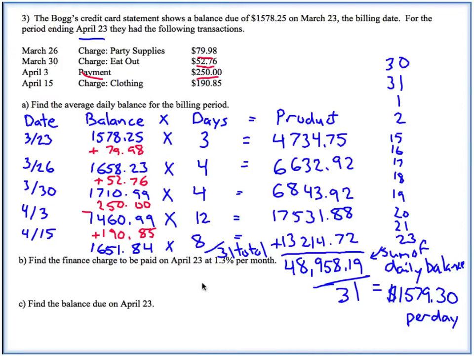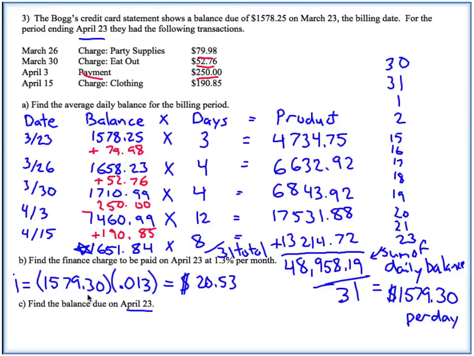Next, we do want to find the finance charge. So I equals PRT, and we use that average daily balance as our P. Okay, so our rate is 1.3% per month, so that's 0.013, and the time is for 1 month. And this turns out to be $20.53.